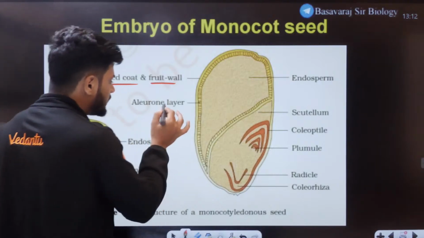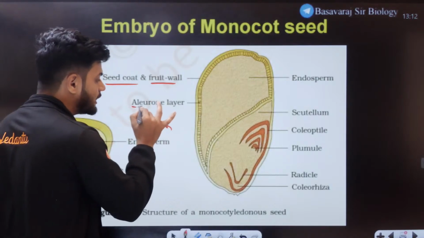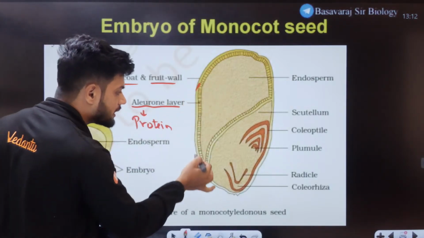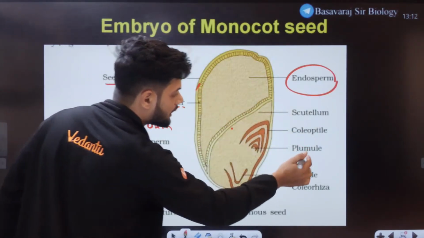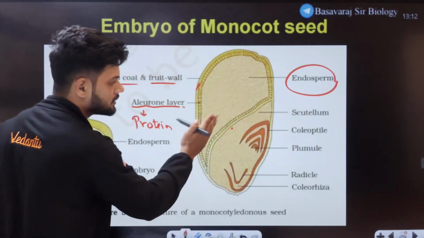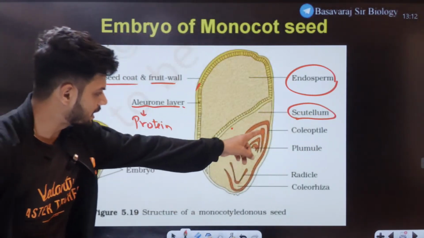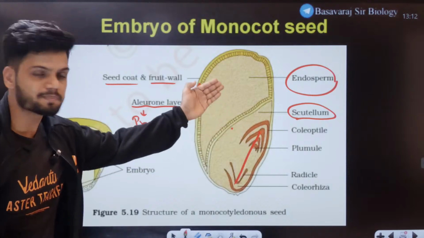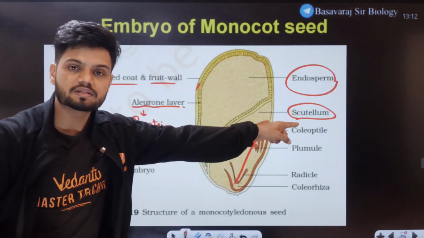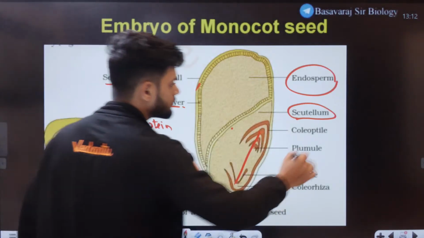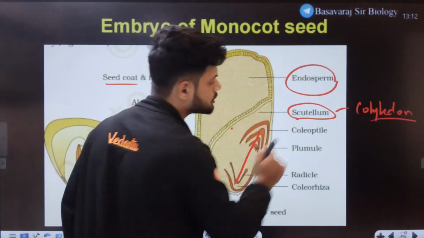Now here there is a protein layer, called the aleurone layer. Aleurone layer will separate endosperm from the embryo, from the entire scutellum or the embryonal axis. Two separations have been done. Okay, scutellum is the cotyledon here. Scutellum is the single cotyledon. It's called scutellum here.